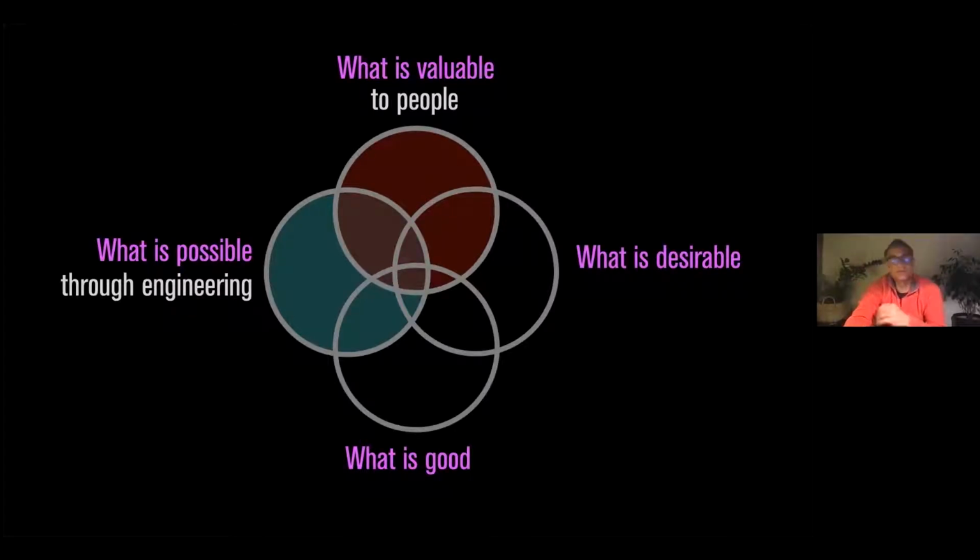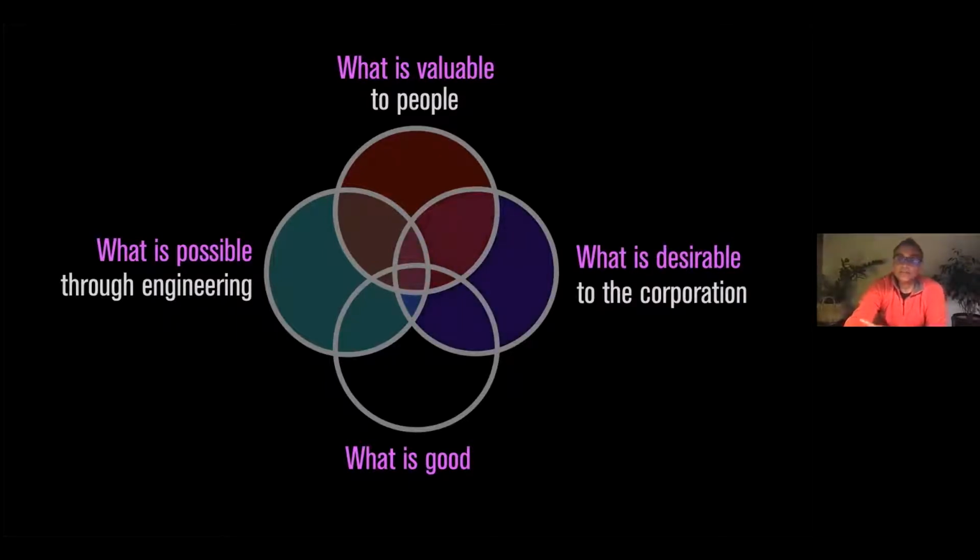So do we have the right kind of materials, manufacturing technologies, et cetera, if it's a physical product, or the digital technologies to make something happen? So do we have the engineering means of making this feasible, bringing it out into the world? The third question is: is it desirable for the corporation?